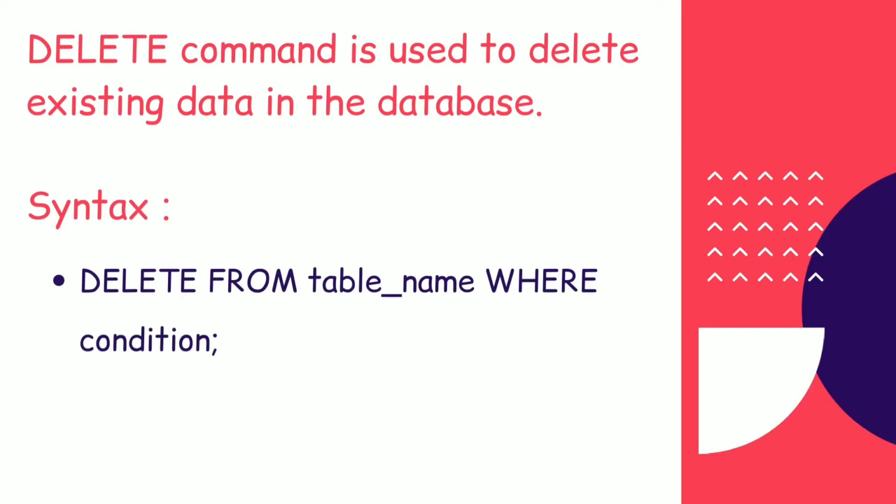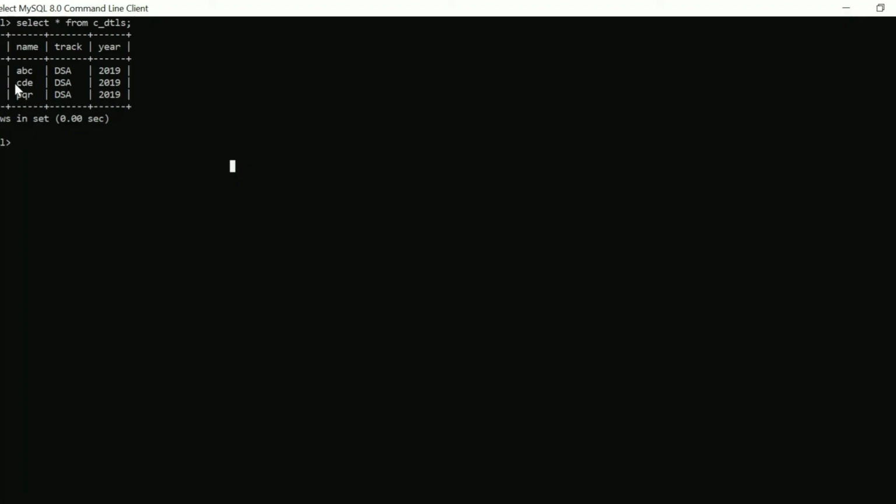Delete command. In order to delete the existing data in the table, we make use of delete command. Delete from table name where condition. Using delete command, we can delete all the data in a table without actually affecting the structure of the table. If we want to delete the contributor with ID 2, we can make use of delete command.